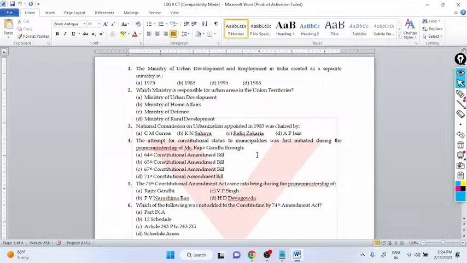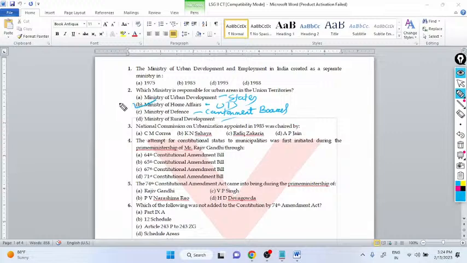Okay. Next is, so let me clear you that the Union Home Ministry is in charge of cities in union territories and urban development in cities and states. Ministry of Defense is for cantonment boards. Okay, so answer will be B. It will be C, not D.